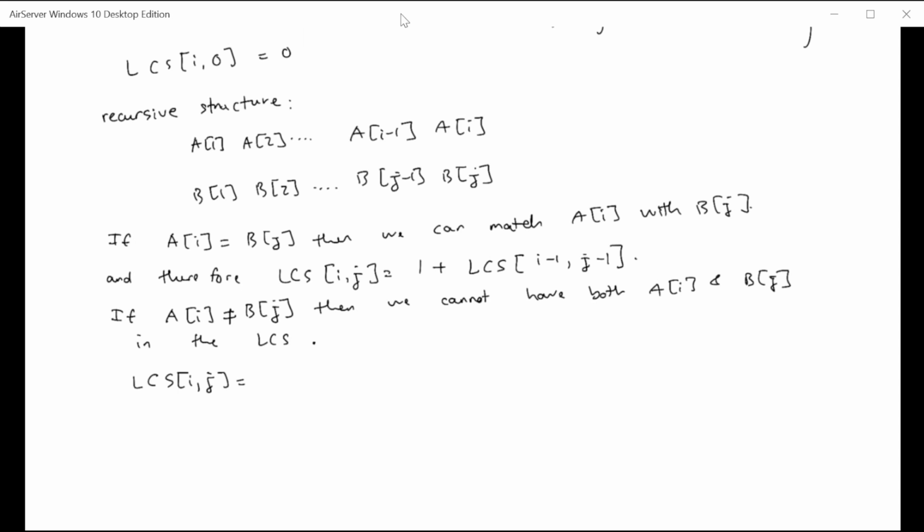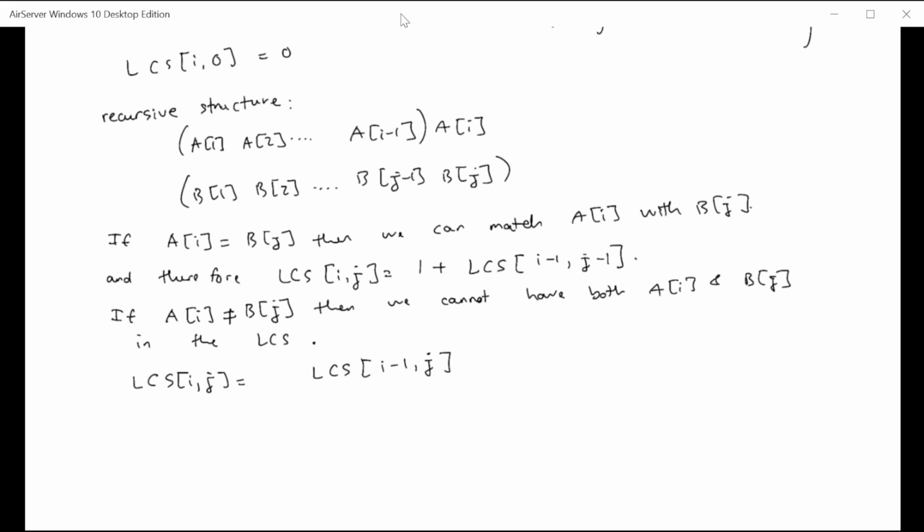If we omit AI, then we would have LCS of A1 up to AI minus 1. Right? So it's like this. So then the longest common subsequence of the prefix A1 up to AI and B1 up to BJ, if we have to omit AI, would be the same as the longest common subsequence of A1 up to AI minus 1 and B1 up to BJ. Okay.